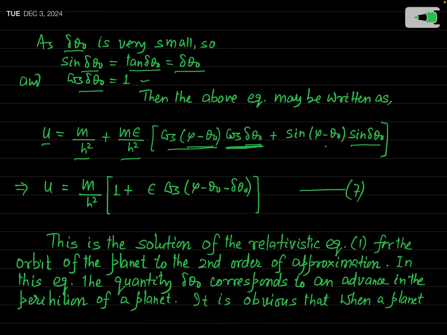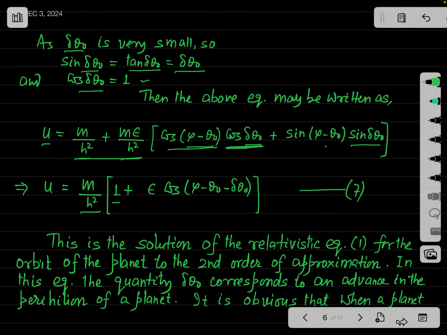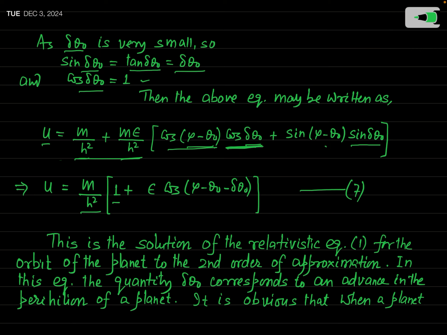as cosine of phi minus theta naught minus delta theta. And now, if you associate both of the terms in the RHS and take m by h square as a common factor, then the first term will be 1, and sorry, the page has been turned, but this will be just okay. Don't worry, because I have been working with this iPad for a long time, so it has hung. It is not a serious problem. You can see the remaining term is epsilon times cosine of phi minus theta naught minus delta theta. So actually this is the solution of the relativistic equation of the orbit, which you defined in equation number 1, and this solution has been obtained under the second order approximation, as you have seen.